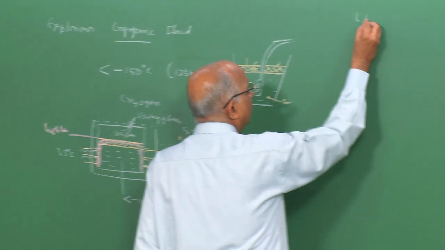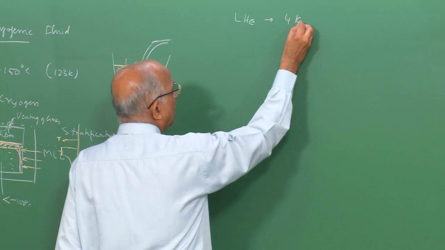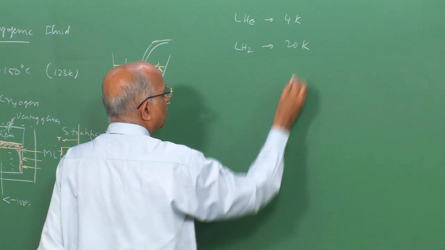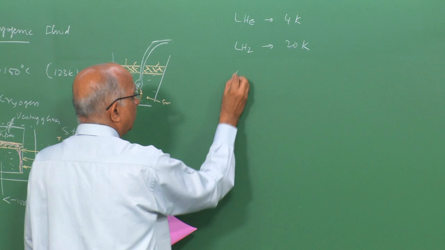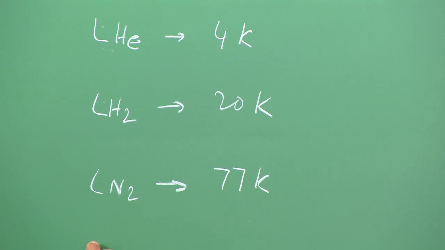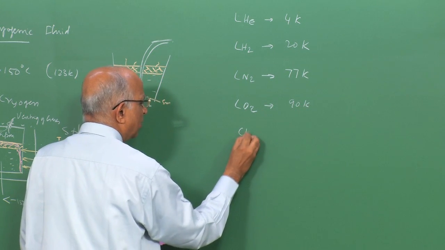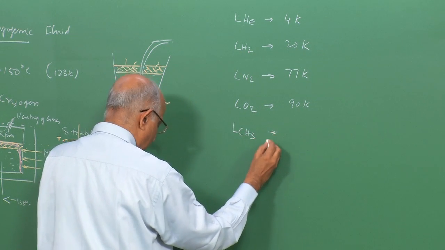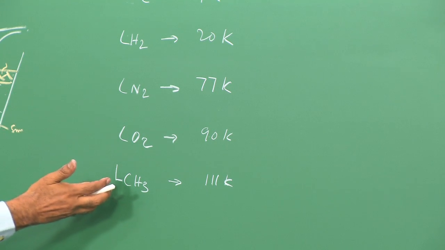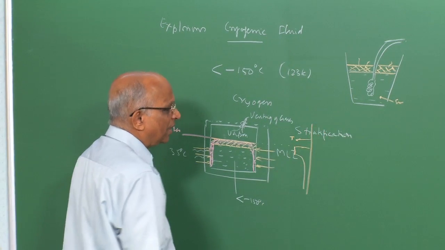Well, we can talk of liquid helium. Liquid helium has a normal boiling temperature at atmospheric pressure of something like 4 Kelvin. You could have liquid hydrogen. The normal boiling temperature at atmospheric pressure is 20 Kelvin. I could also think of liquid nitrogen, which has a normal boiling temperature at atmospheric pressure of 77 Kelvin. I talk of liquid oxygen, which is at 90 Kelvin, the boiling temperature. And the last one, liquid methane, whose boiling temperature is 111 Kelvin at ambient conditions. These are the five typical cryogens, which are cryogens because their operating temperature is less than minus 150 degrees centigrade or 123 Kelvin.